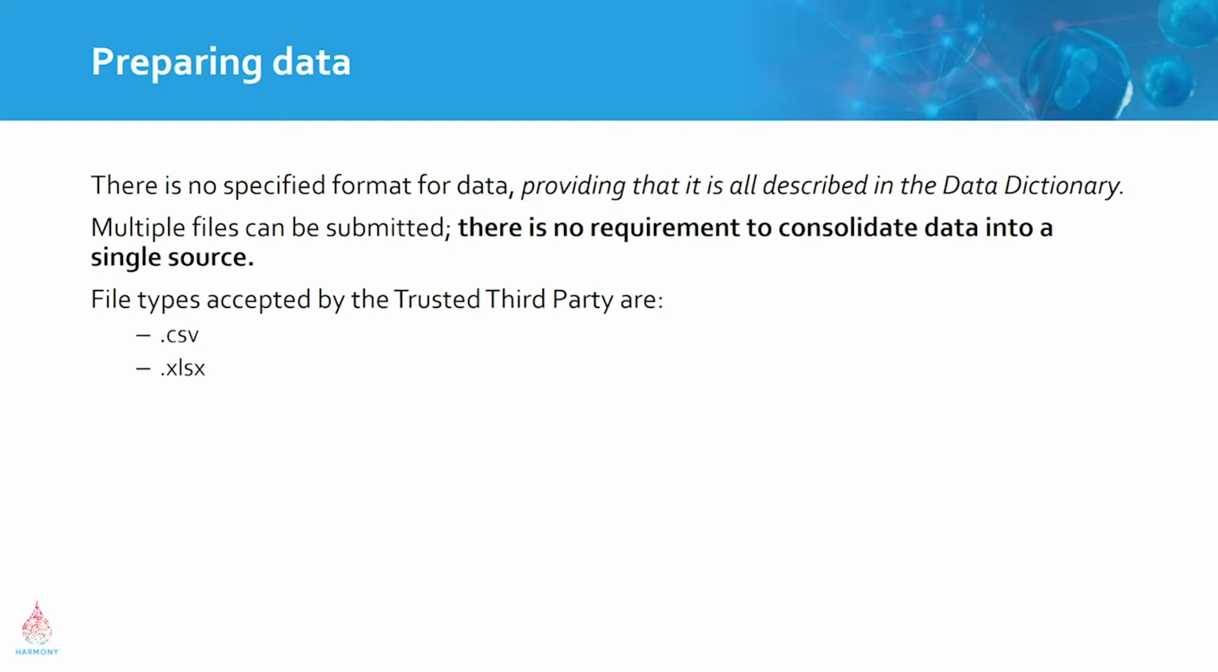That's the important bit. And the file types that are accepted by the trusted third party are standard files: Excel, CSV. These are not difficult files to deal with, right? So there's nothing difficult about that. So the actual format of the data could really be as you have it now, as long as you describe it properly in the data dictionary.